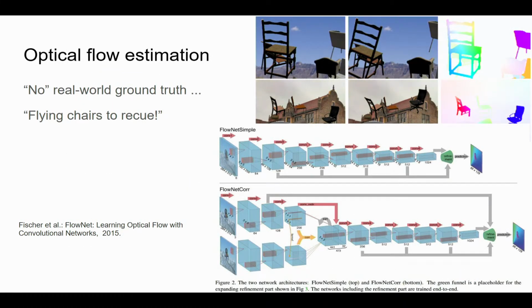And let's look at really the last two things, which are really low level. One of the basic tasks in computer vision, if you are processing videos, is to understand how things are moving.